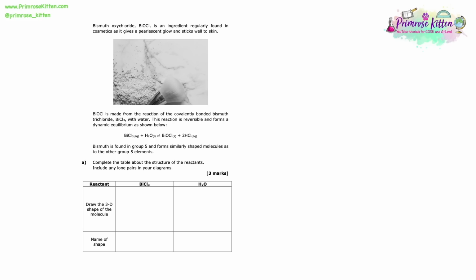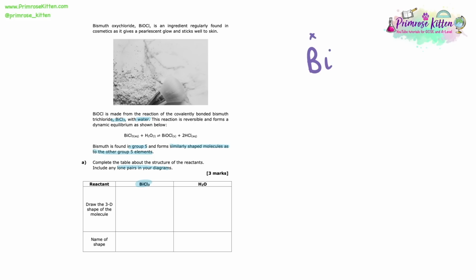Bismuth oxychloride is an ingredient regularly found in cosmetics as it gives a pearlescent glow and sticks well to skin. BiOCl is made from the reaction of bismuth trichloride with water. The reaction is shown here. Bismuth is found in group 5 and forms similarly shaped molecules as to the other group 5 elements. Here we're asked to draw the shapes of bismuth chloride and water.